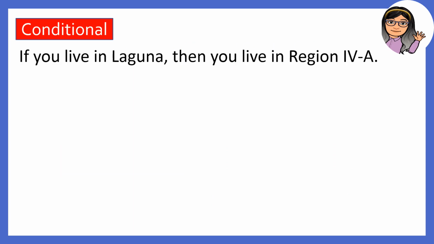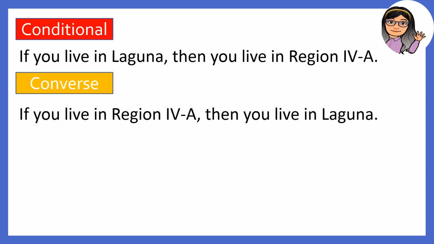So, let's have some examples. Conditional statement natin, if you live in Laguna, then you live in region 4A. Pag ginawa natin itong converse, sasabihin natin, if you live in region 4A, then you live in Laguna. Mapapansin natin na yung conditional statement natin ay true. Totoo naman na kapag nakatira ka sa Laguna, automatic nakatira ka sa region 4A.